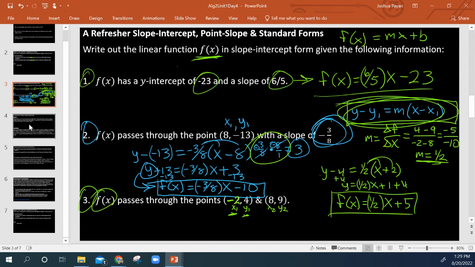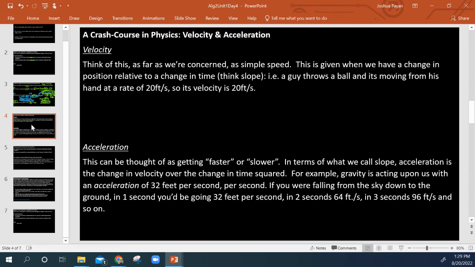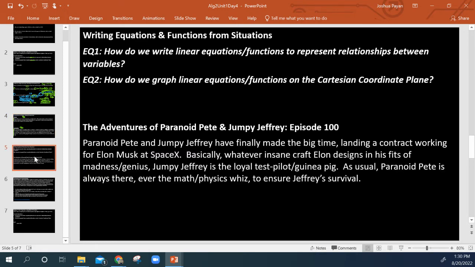Okay, so, really quick, I'll go over this example here. So, velocity. Velocity is the change of position with respect to the change in time, right? And acceleration would be the change in velocity with respect to the change in time. So I wrote quite a word salad here explaining both concepts. If you need to pause the video, go ahead and read up.